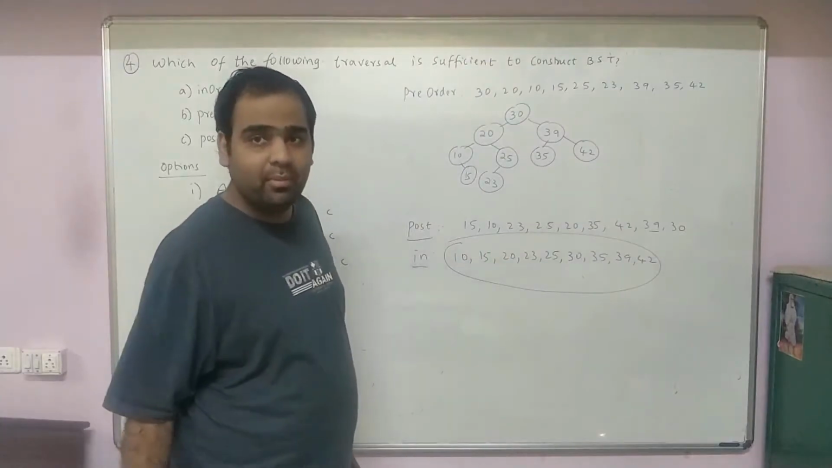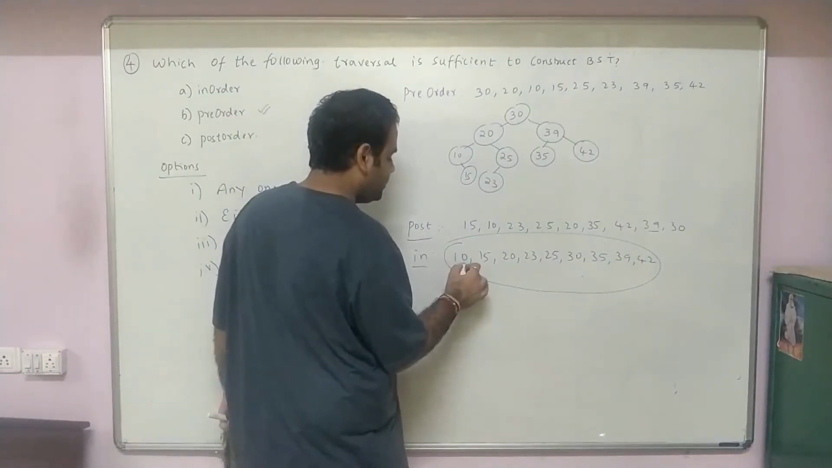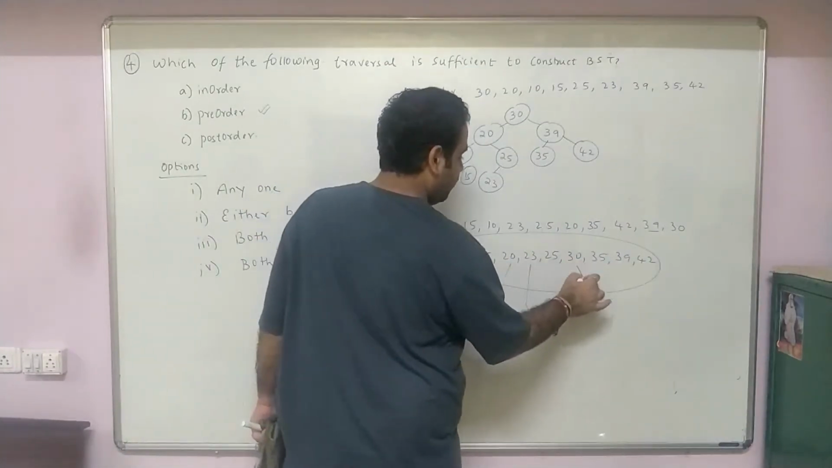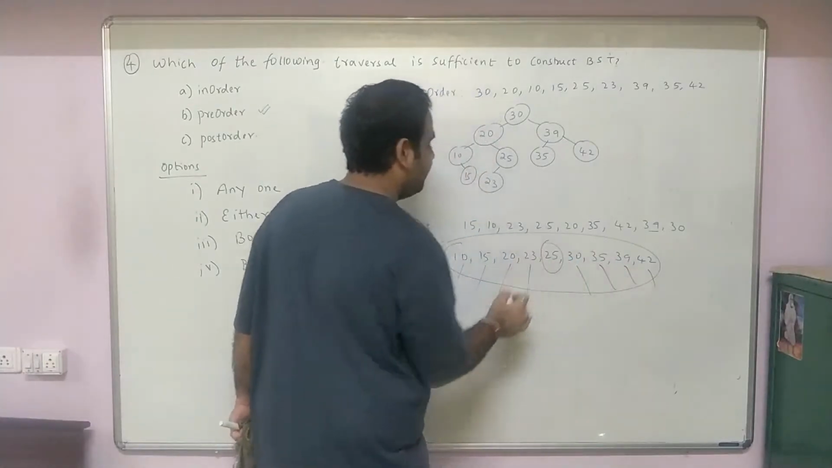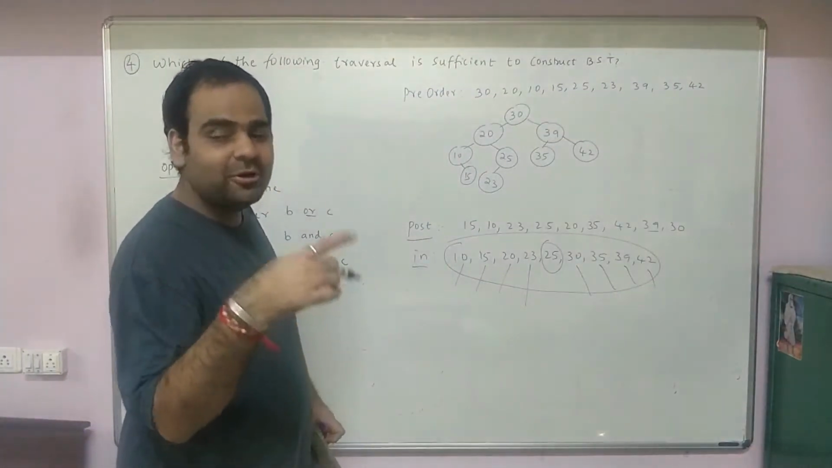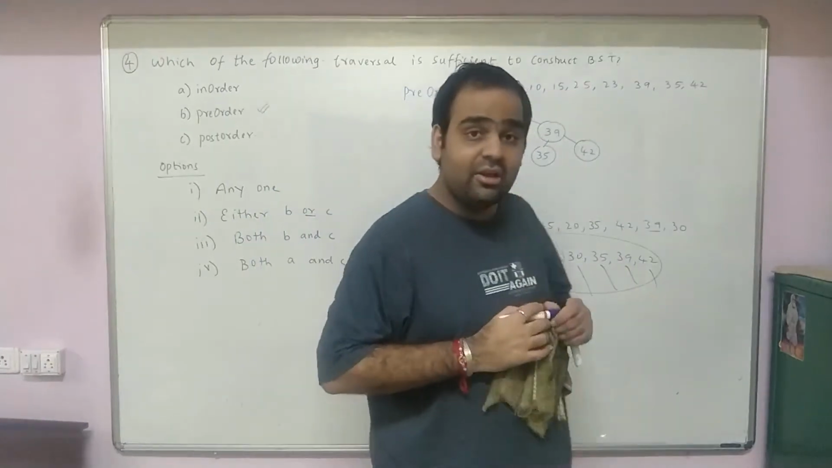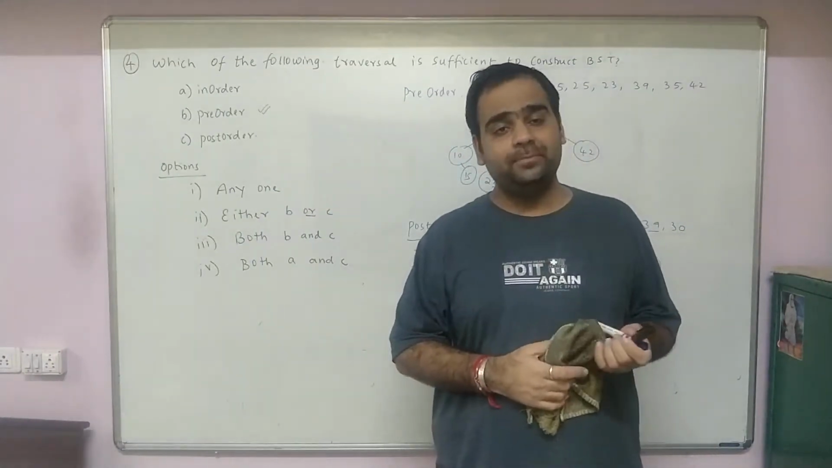Yes, you might say the midmost element. Now if I say the middlemost element, 1, 2, 3, 4, 1, 2, 3, 4, I will make 25 the root. But is 25 the root? No. Therefore, given in-order, you are unable to construct the tree.